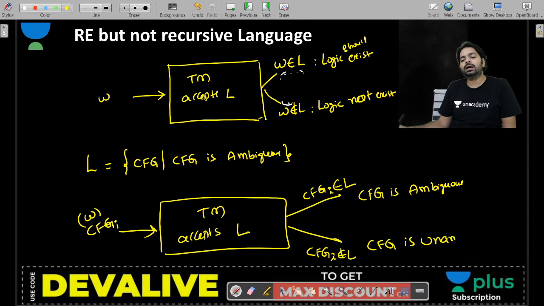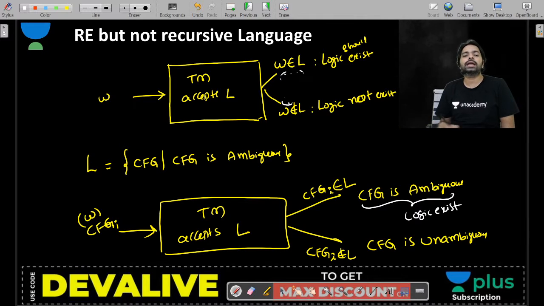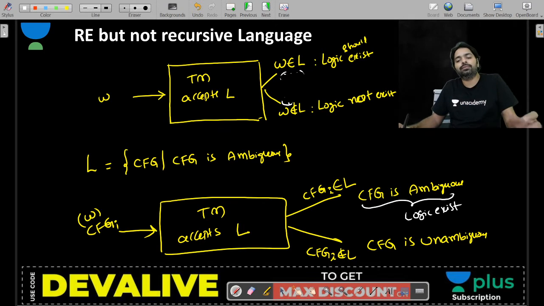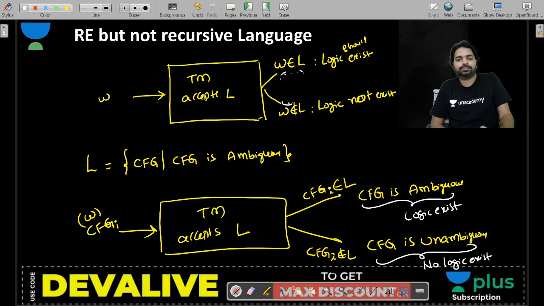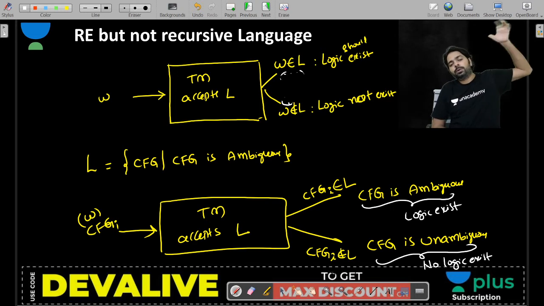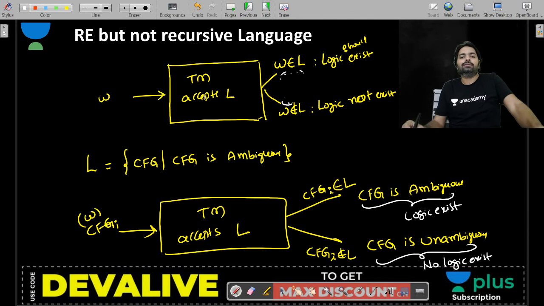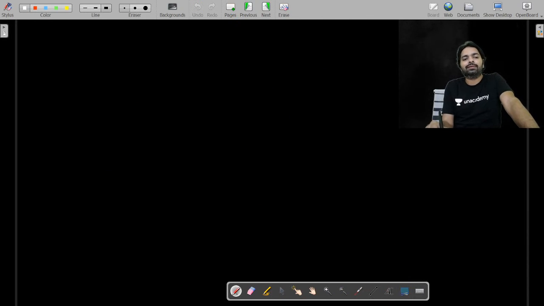Which one can you have a logic that always halts? Only one side is halting. This side you have a logic, because ambiguous CFGs you can identify, you can verify. But for unambiguous CFGs, there is no algorithm to verify why they are unambiguous. No logic exists. The definition is there, but no logic. So this is the main difference between problem and language. And I will just talk about what is the problem and language again.